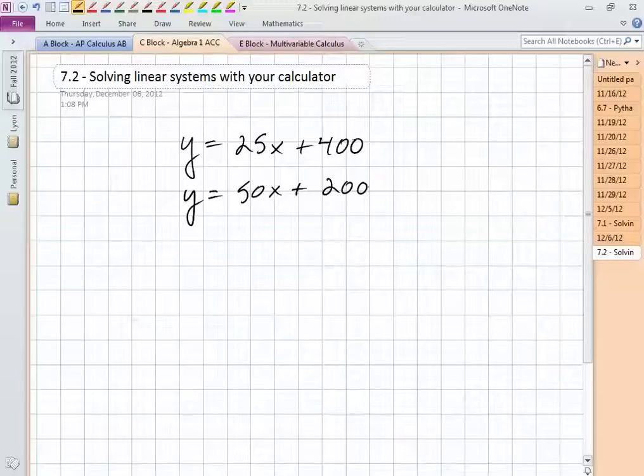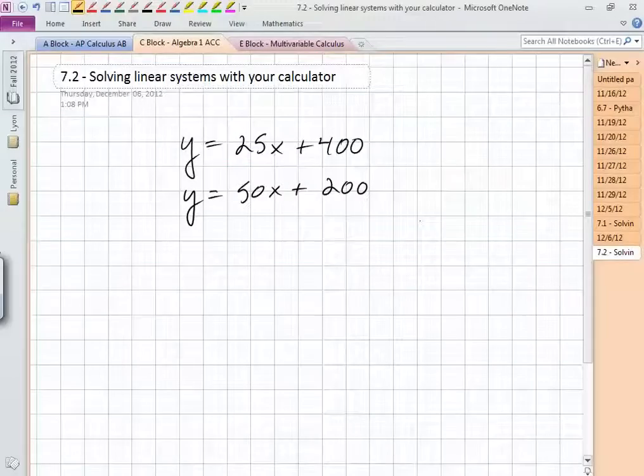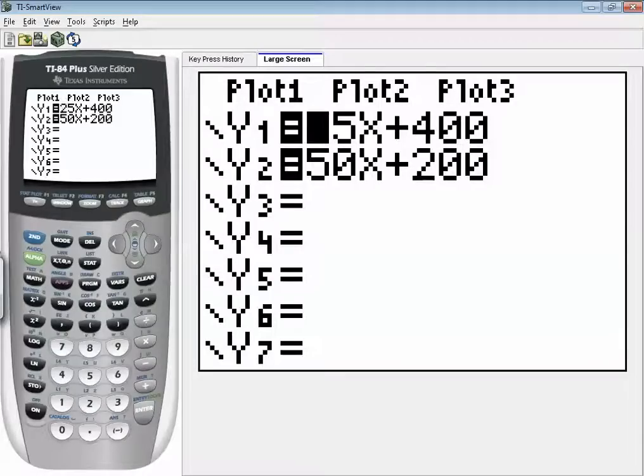Sometimes graphing can be a little challenging because it might be hard to figure out where the intersection point is, or you might be dealing with large numbers like this. So instead, you can plug the functions into your calculator and have the calculator find the intersection for you. So I've gone into my calculator and entered the first function as y1 and the second function as y2.